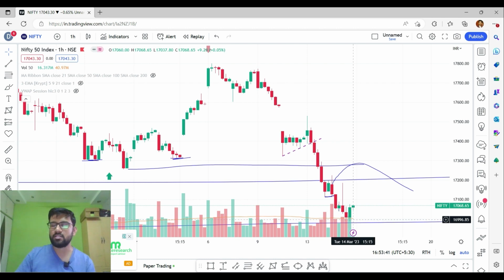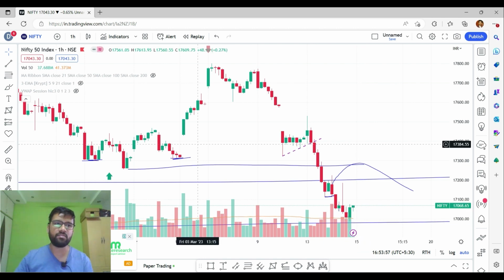So as tomorrow is not an expiry day, we can easily expect the market to close below the 70,000 level. But we need to wait for the market to close below the 70,000 level only in order to build up these short positions in the market. So this is about the technical analysis of Nifty 50.